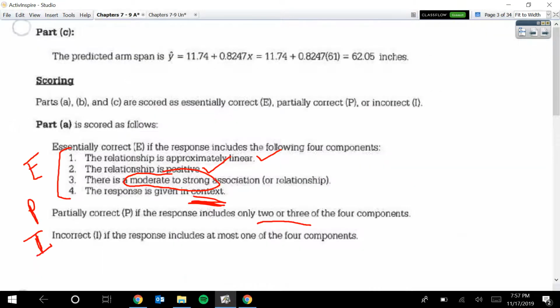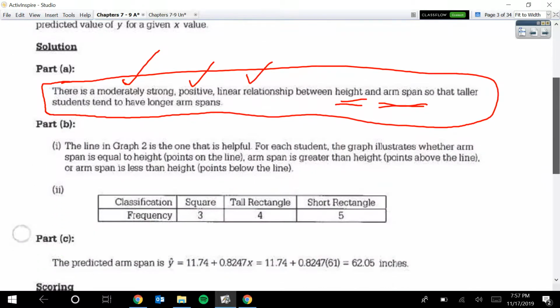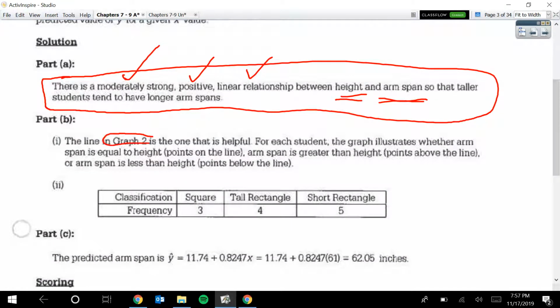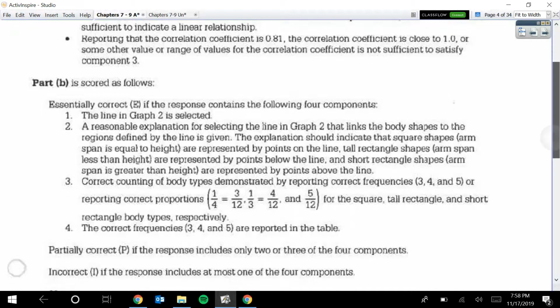So let's take a look at how they put that in the grading guidelines. The way that they wrote up their ideal answer is they said this, graph 2 is the one that is most helpful because you can see if it is equal to, greater than, or less than. Okay, so that's what they said. Let's see how the people would grade you based on that.